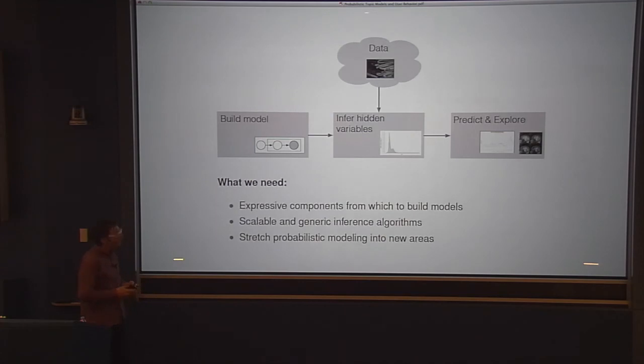Okay, so what do we need to do this? We need expressive components from which to build models. So one activity in statistical machine learning is to develop this language, the language of assumptions that graphical models express, and to expand it. Right? What kinds of graphical models can we build? What are the parameters inside which we need to work?